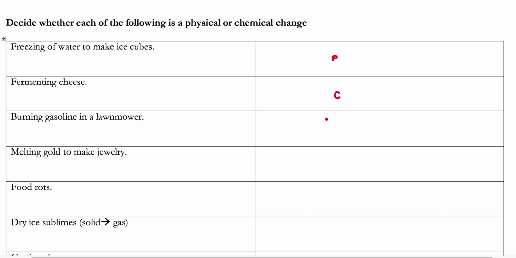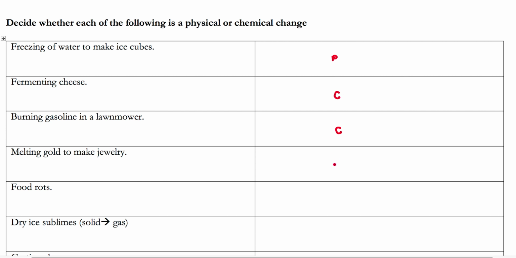Burning gasoline in a lawnmower. When you're burning something, that is a combustion reaction, which we will study, but you are actually changing the identity of the substance. You're producing carbon dioxide and water. You are changing the identity of the substance. This is a chemical change, and you cannot get the gasoline back.